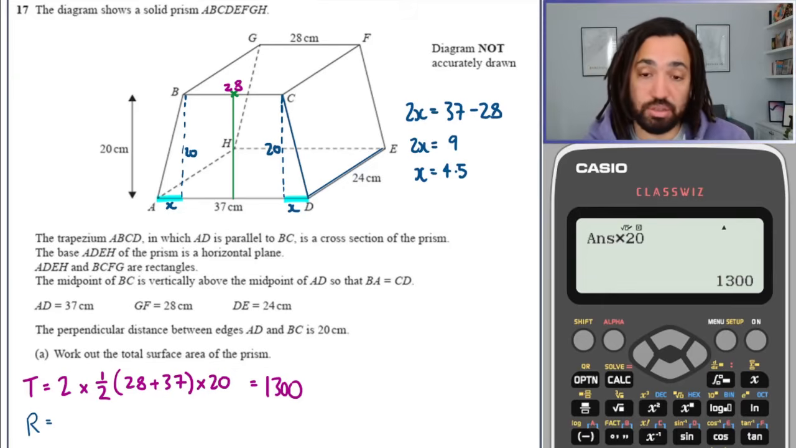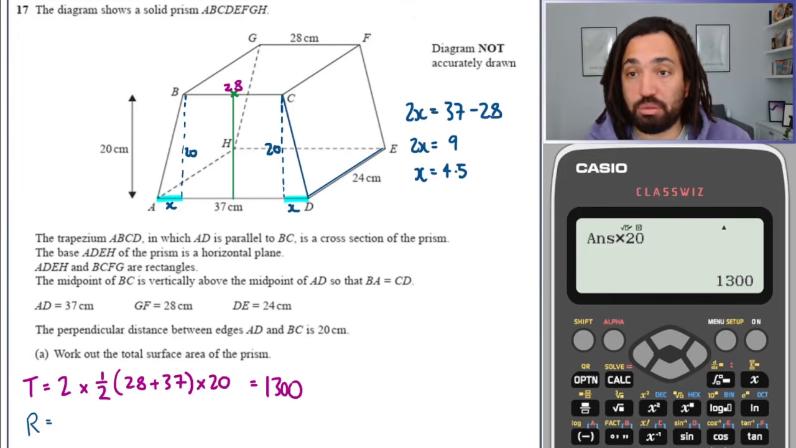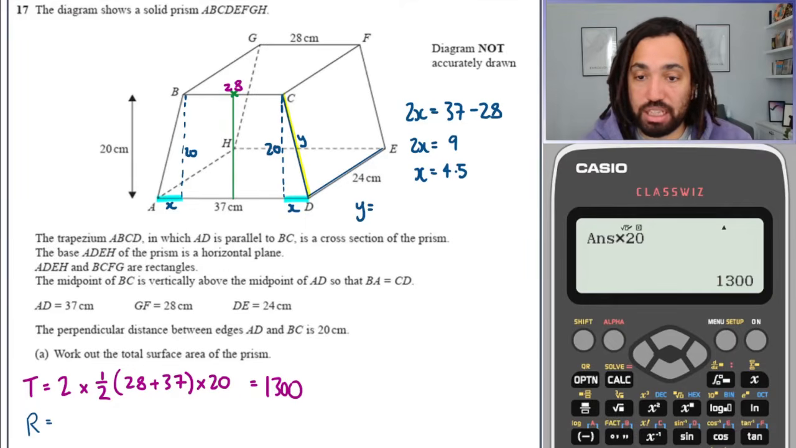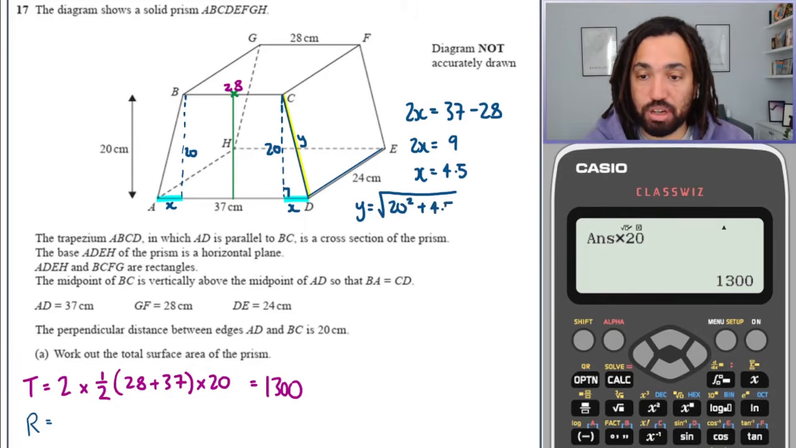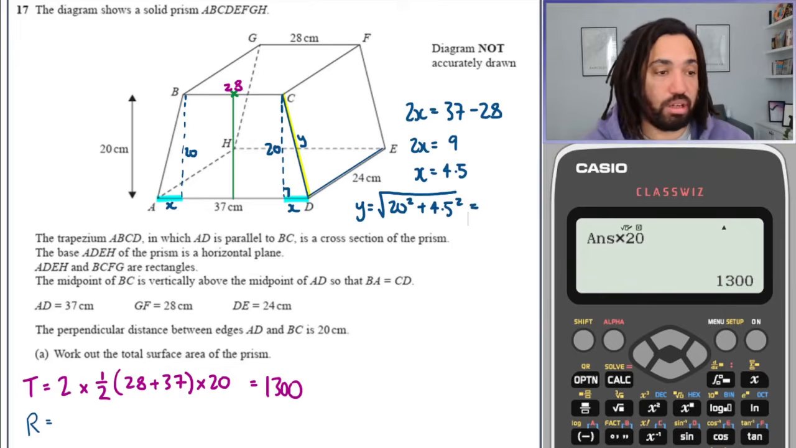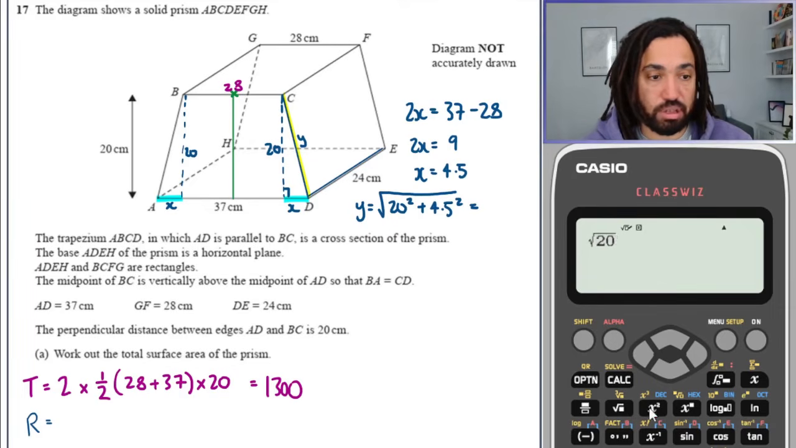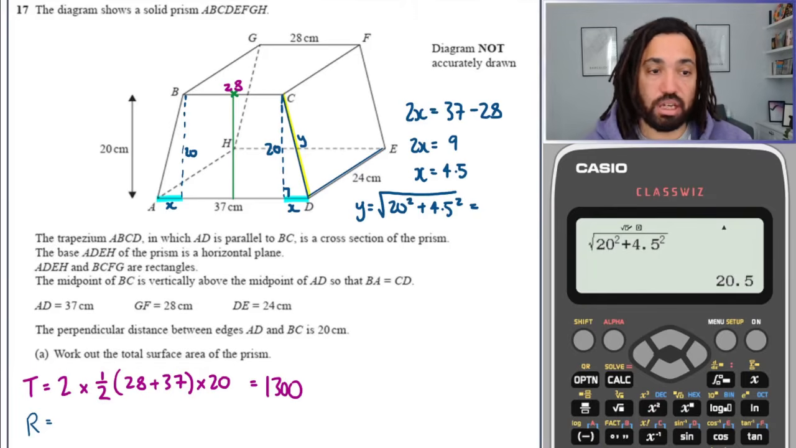Okay, so why is that useful? Well, it's useful because then we can use Pythagoras to work out this distance here, this yellow distance. Let's call that y. So y is going to equal the square root of, again it's a hypotenuse, so we'll do the 2 short sides, which are 20 and 4.5 squared. We can do that on our calculator, because that's not going to give us a nice number. And we'll get 20.5.